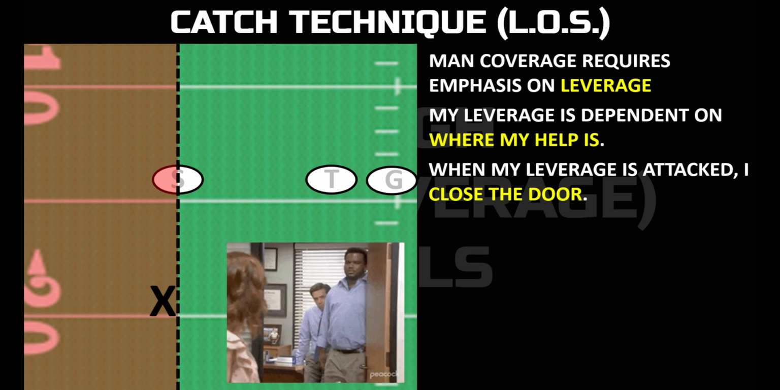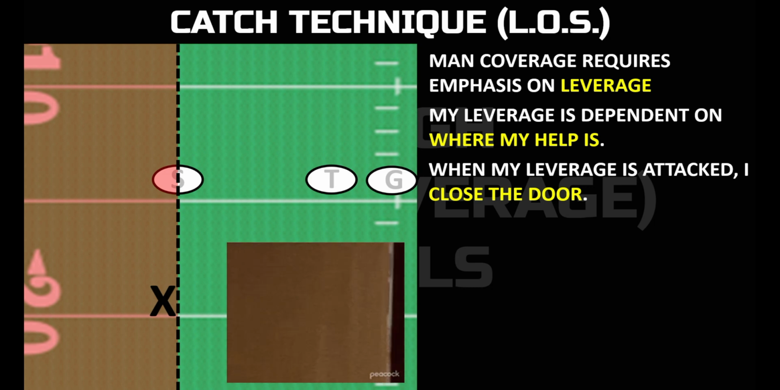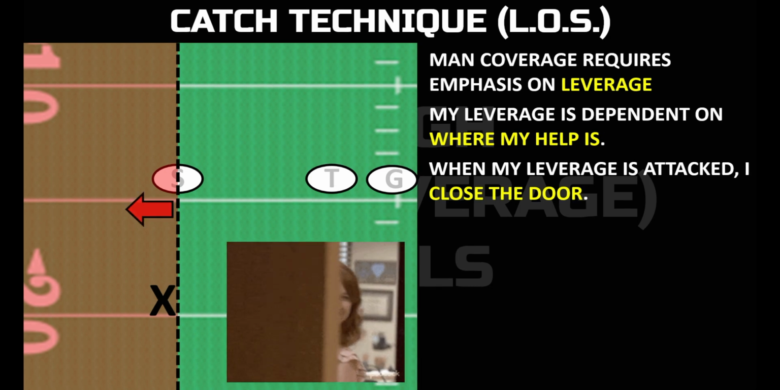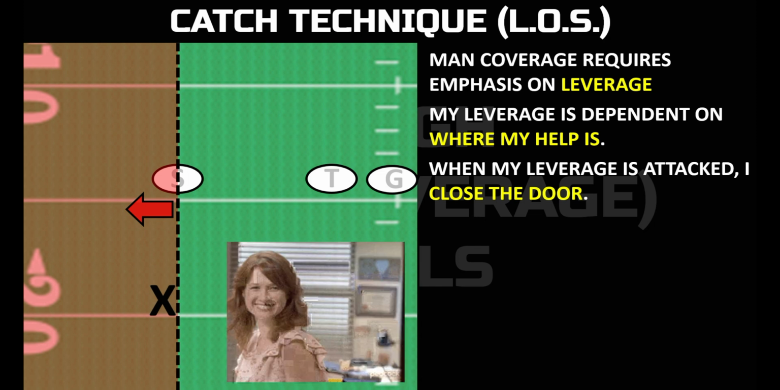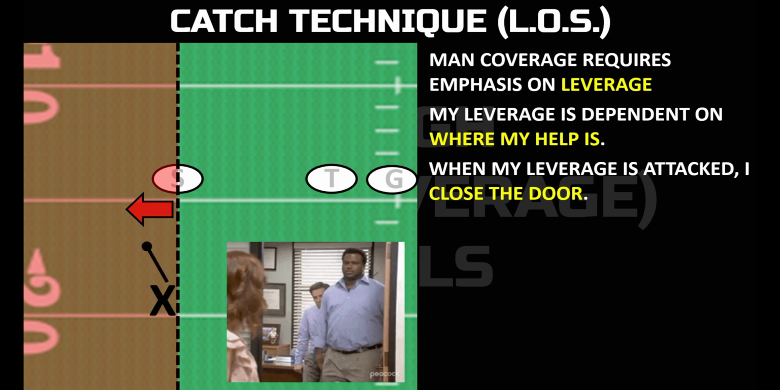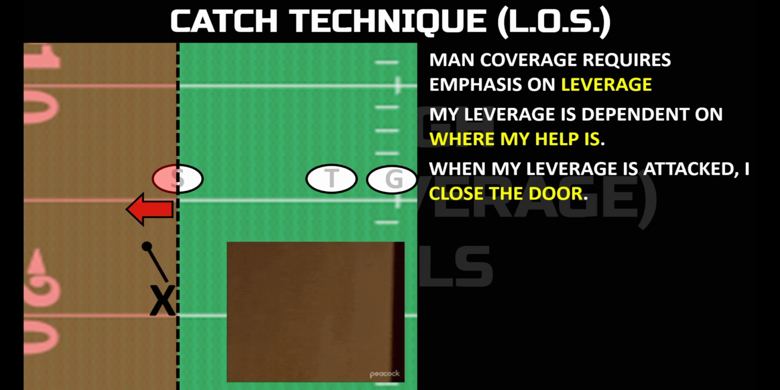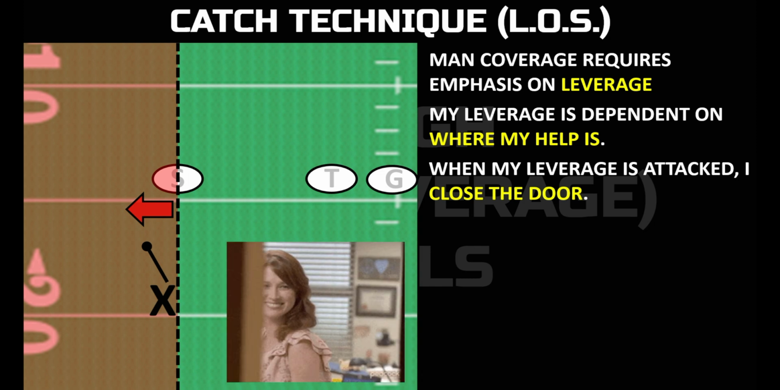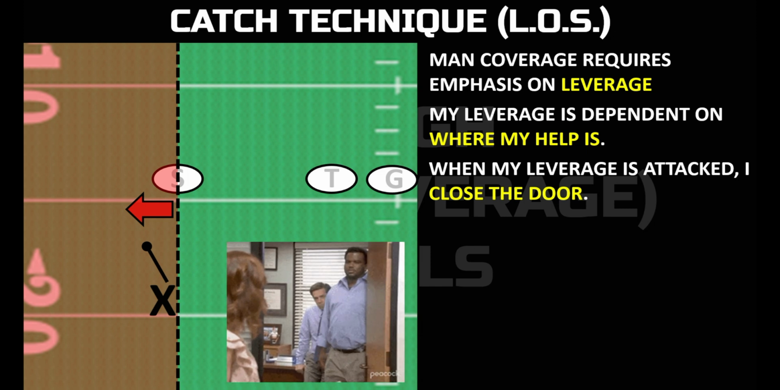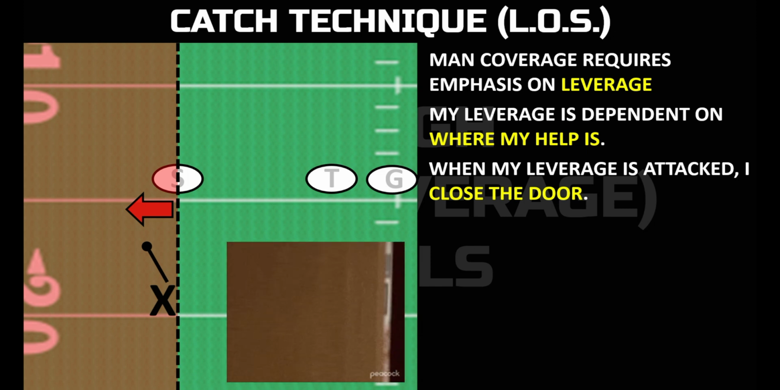What does that mean? If my leverage is attacked, if the receiver runs in the direction of my leverage, he's threatening my leverage, then I close the door, meaning I want to shut the door on him. I get positive in that direction to maintain my leverage and be physical. So it's really the one situation where I'm not catching the receiver. I'm closing the door. I get hands on him and I want collision. I want to reroute him in this example where I have outside leverage.